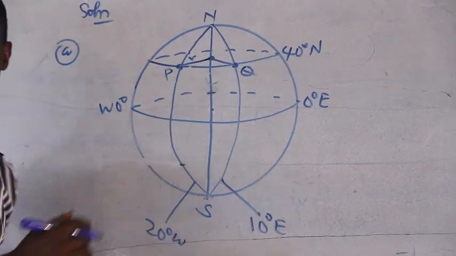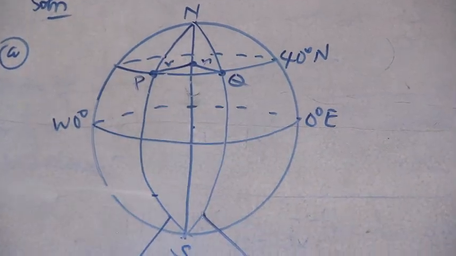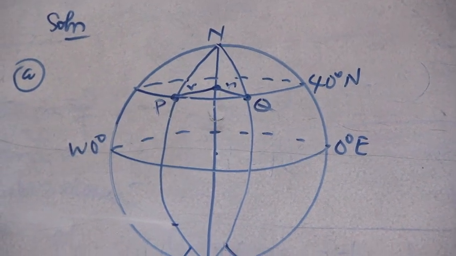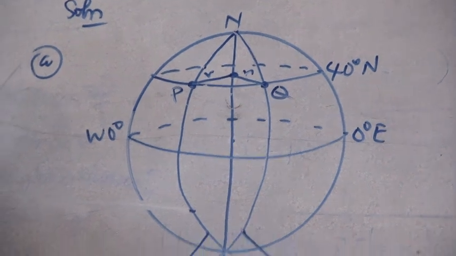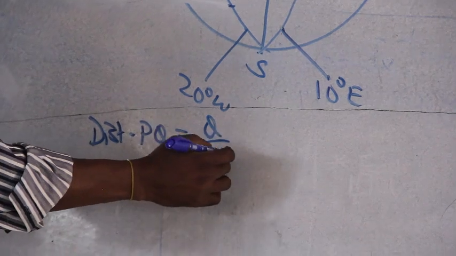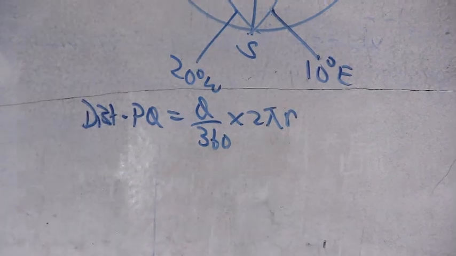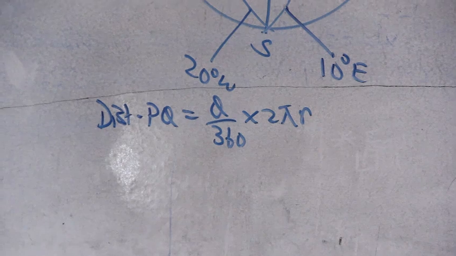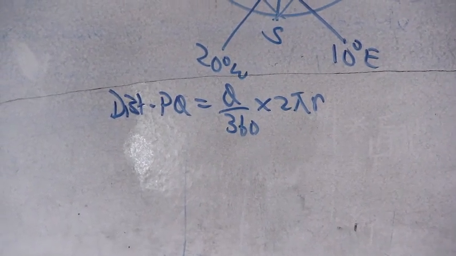This is small r. And this one too is what? Small r. What do we have? Length of an arc. That is why we have been using theta over 360 times 2 pi small r. So I will now state the formula. Length of arc or distance PQ equals theta over 360 times 2 pi small r. Do you know the reason why we use small r there? It's a small circle.